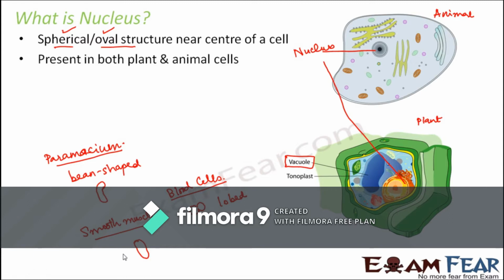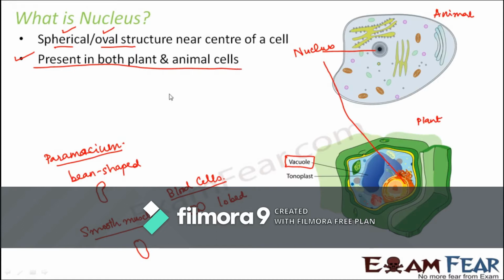So it is present in both plant and animal cells. So that is another important thing, because nucleus is something which plays a very significant role, especially during cell division. So we will talk about the role of nucleus in the next few slides. So without nucleus, a cell cannot exist. Therefore, all plant as well as animal cells, they all have nucleus.